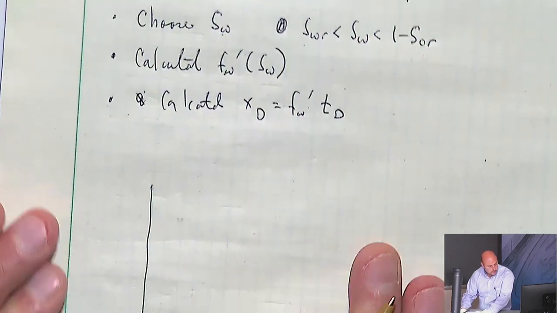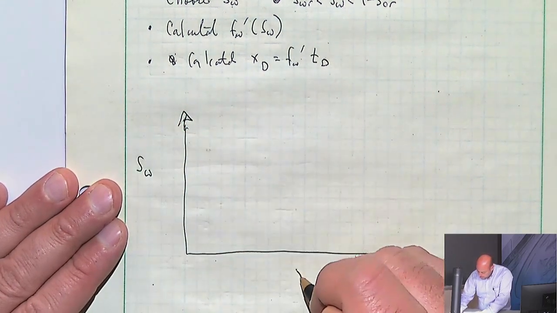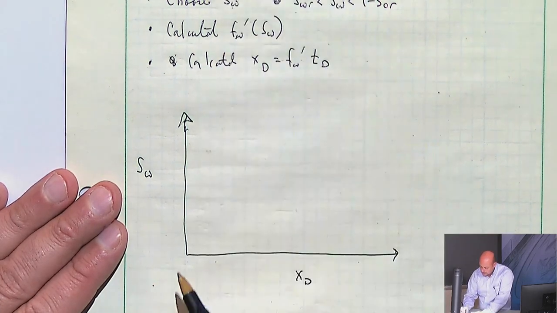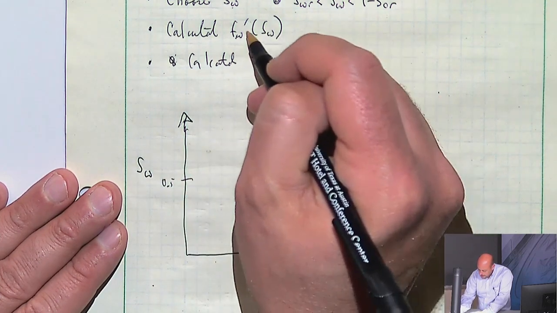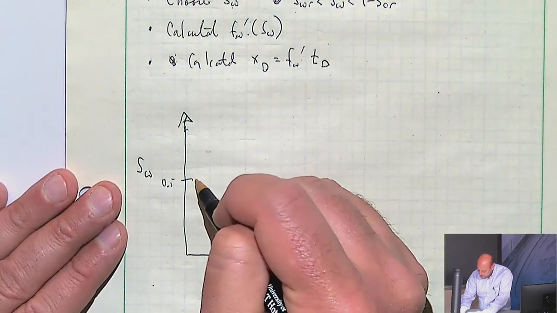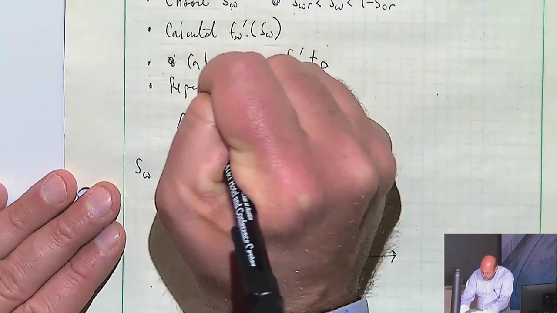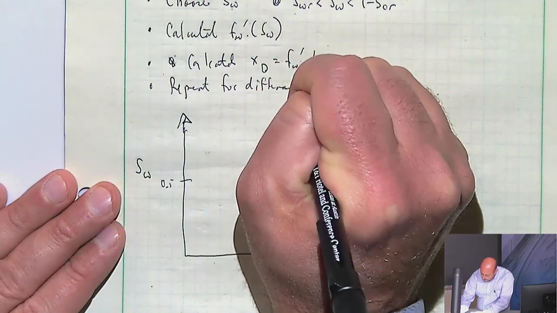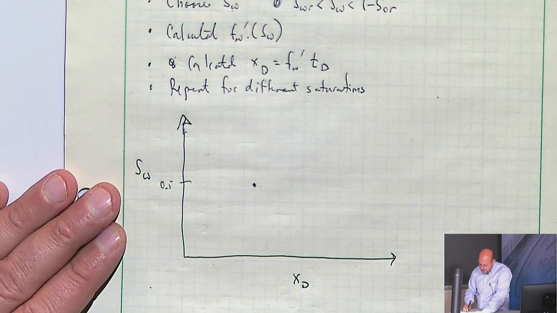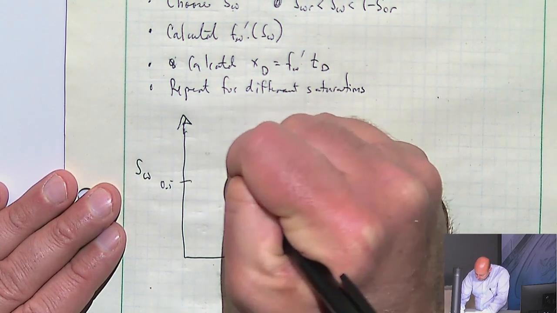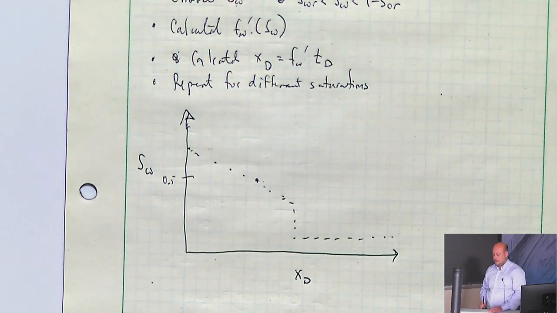So basically what I'm doing here, remember, this is S_w versus x_D. For a given time, t_D, you choose an S_w, say it's 0.5 or something, and then calculate f_w prime, and then you multiply by t_D and you get x_D. So you come over here and you plot your point. And then you repeat for different saturations. And so you might be plotting all these points, and you might get something like that.